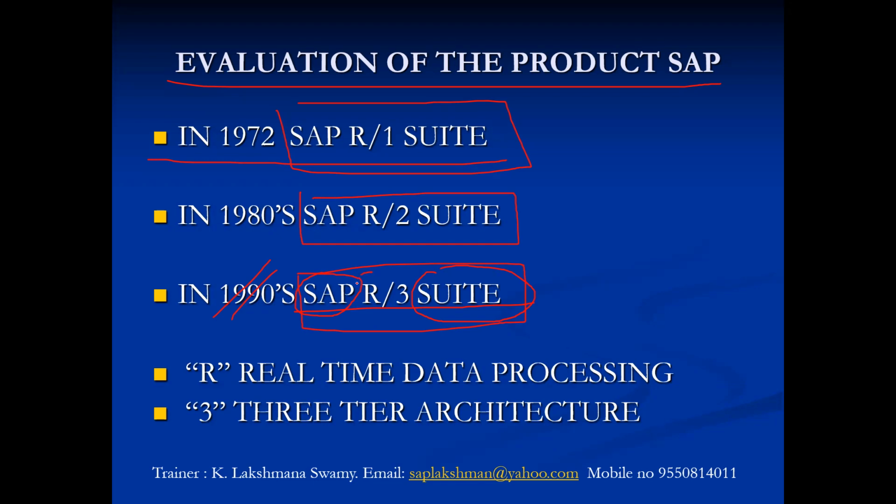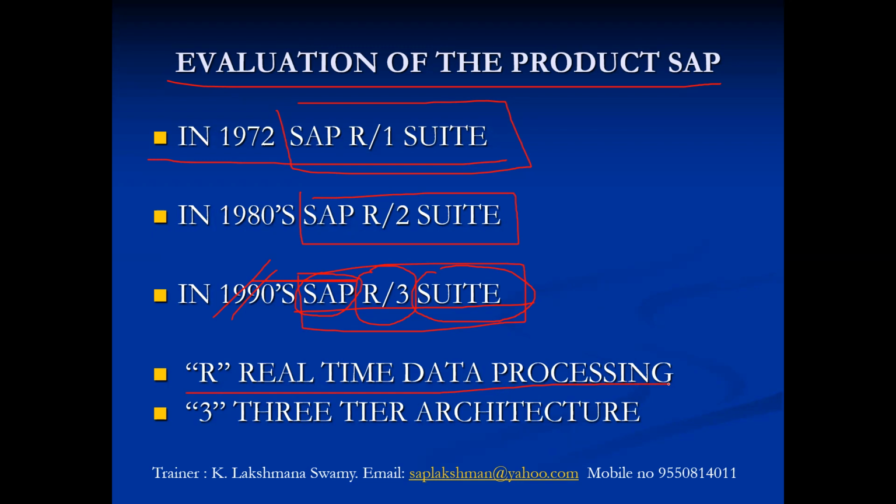Now, R3 is very important. It conveys the total structure of the software. Here, R stands for real-time data processing. Real-time data processing means when you perform an operation, the data elements, the related database is instantly updated. Instantly implies something faster than immediate. Whenever you perform an operation on the data elements, the related database is instantly updated.